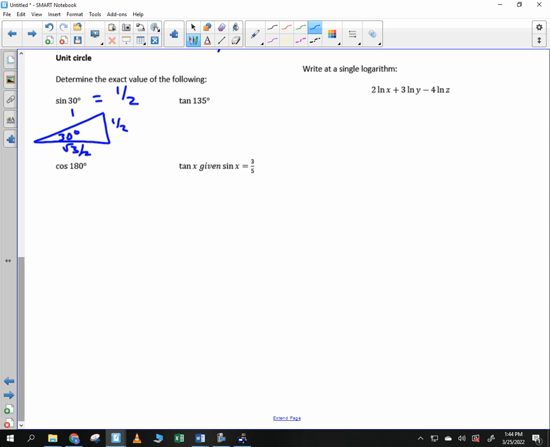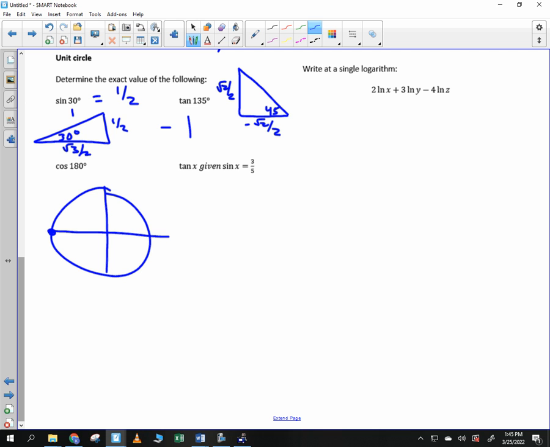135. I make that triangle over in the second quadrant and makes a 45, 45, 90. Good, you got root of 2 over 2, and you have negative root of 2 over 2. So tangent is going to be -1. Cosine of 180. Good, yep, you saw that point. You said it's the x value, so it is -1.